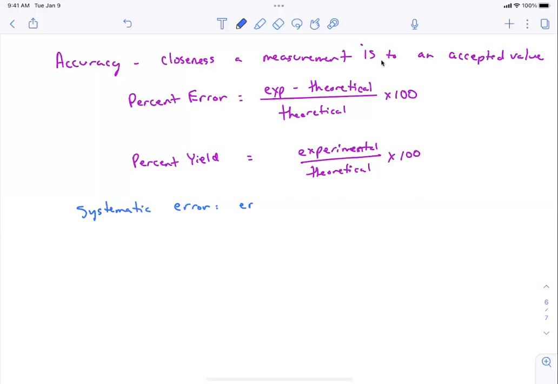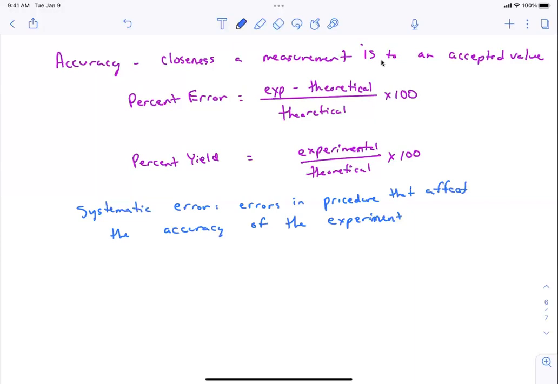So systematic error, okay? Errors in procedure that affect the accuracy of the experiment. So this is something that is causing your value to be off in your procedure. And so it doesn't matter how many times you repeat the experiment, you're still going to be off by this. So repeat trials do not help. Repeating trials does not help.